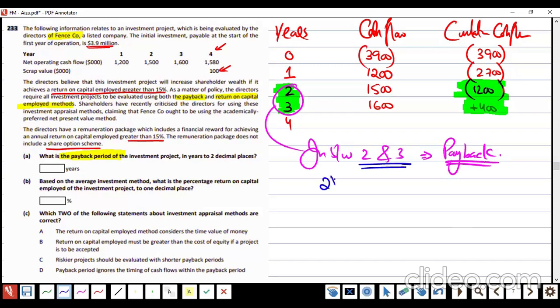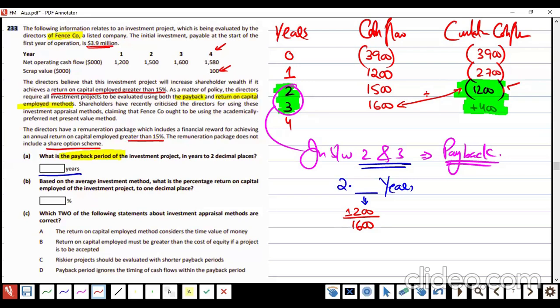So 2 years and some months. In the years form, 2 point something years. For this fill in the blanks, I told you a formula: the last negative of the cumulative column, which is 1,200, divided by the very next cash flow, which is 1,600.